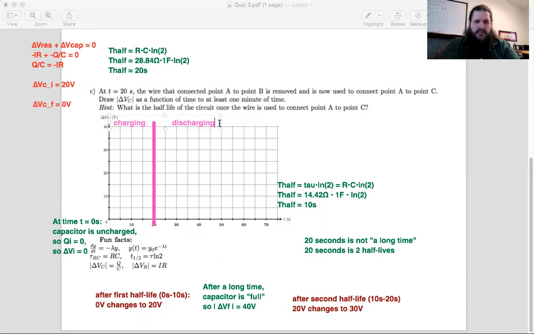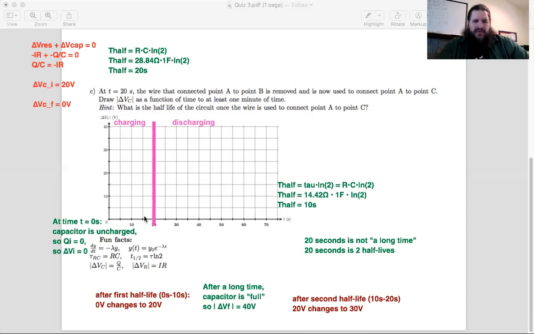Wait, why are we charging before 20 seconds? Because I thought Part A suggested that you connect the wires from A to B. So you're including a battery in the loop. That's charging it up. Oh, okay. Then at 20 seconds, you remove that wire and put it in a different orientation so the capacitor is going to be discharging.